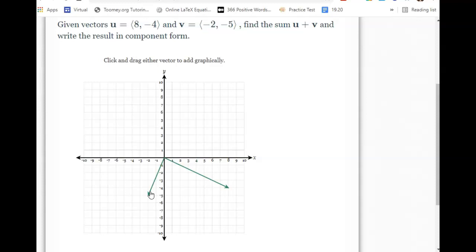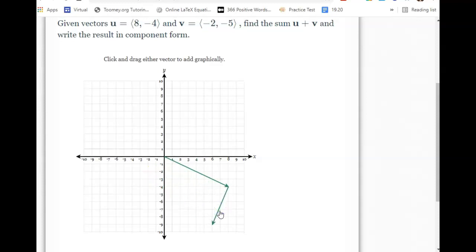They're both drawn. They're both in standard form. I want the sum of U plus V. So this is U. I'm going to grab V. I'm going to drag it here. Got that tip to tail going on there. So there's U plus V.